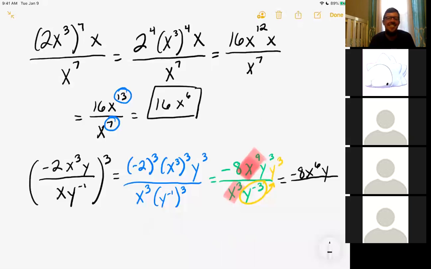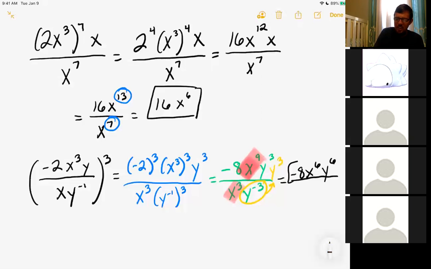No? 3 times 3? Yes, that is 3 times 3, but that's if we have one base with 2 exponents. This is 2 different bases. You did the same thing on the last problem. I know, I'm going to have to rewatch this darn video.